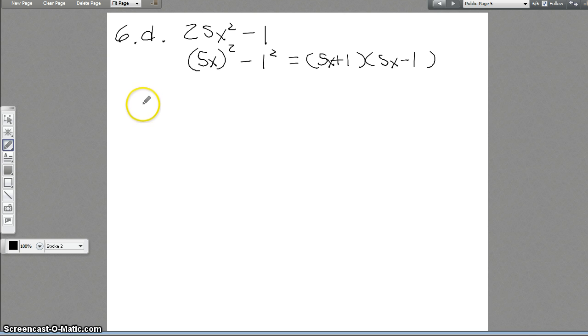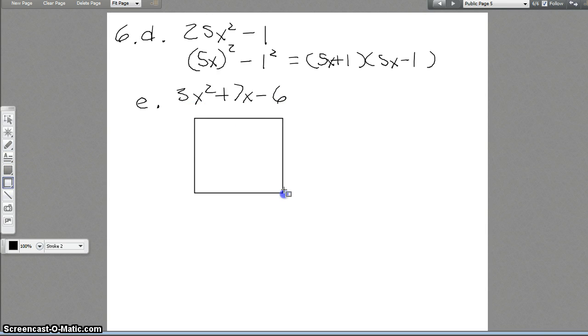Okay, let's jump down to part E now. Part E is 3x squared plus 7x minus 6. We'll draw our grid. Put in our grid lines. Okay, so we know we're going to have a 3x squared in the top left box, and we're going to have a negative 6 in the bottom right box.